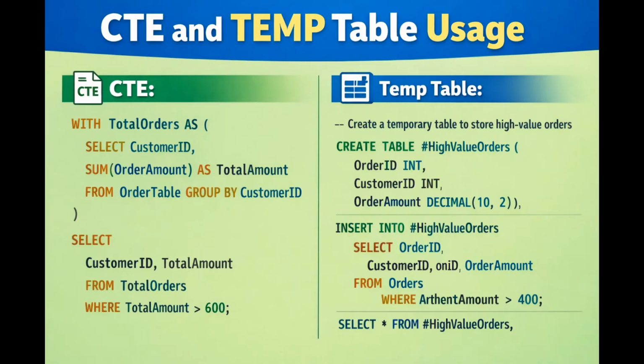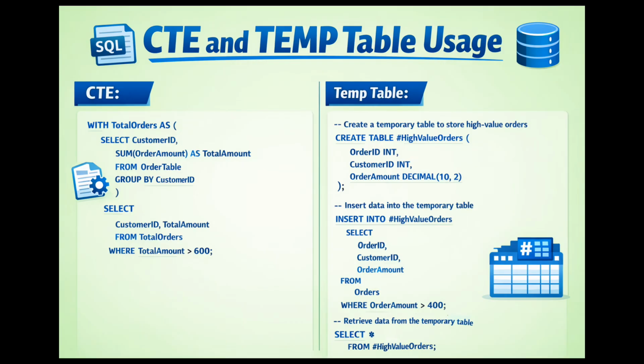Now, let's look at the temporary table. First, we create a temp table called #HighValueOrders. Next, we insert data into it by selecting orders where the amount is greater than 400. Finally, we retrieve the data using a simple select statement. Temporary tables are useful when you need to store and reuse data across multiple steps. So, remember, use CTEs for simplicity and readability, and temp tables for reusable and large datasets.